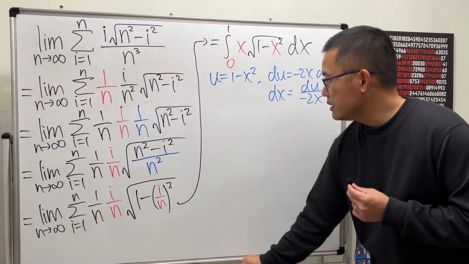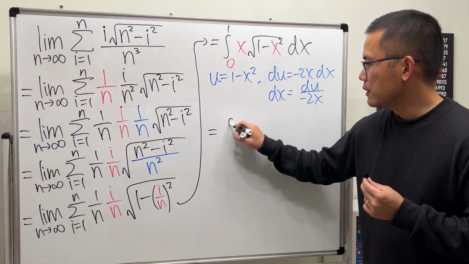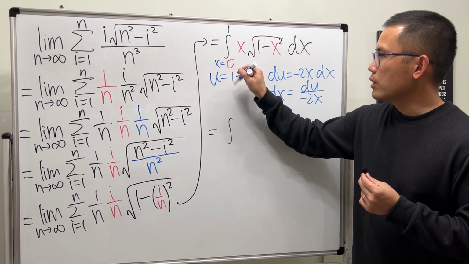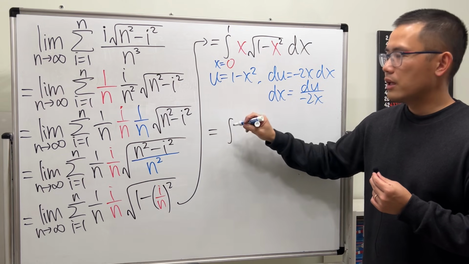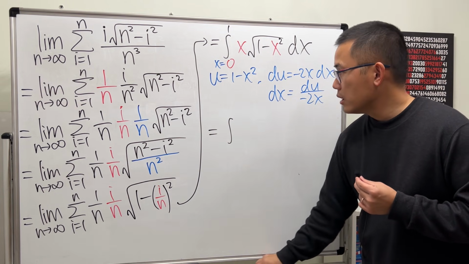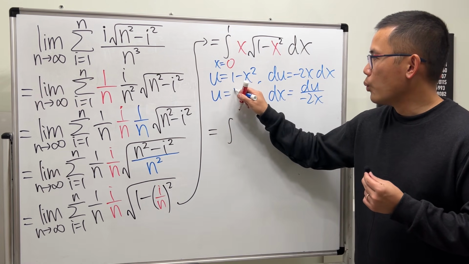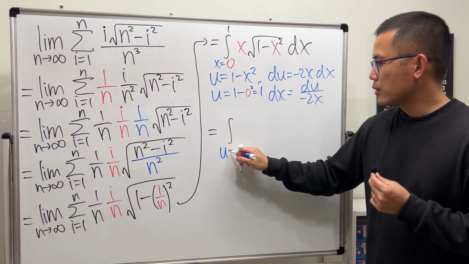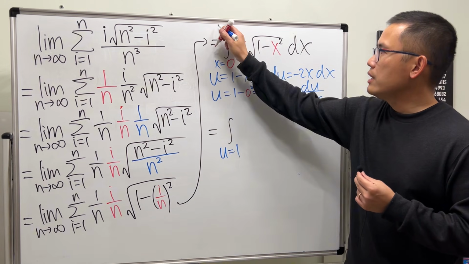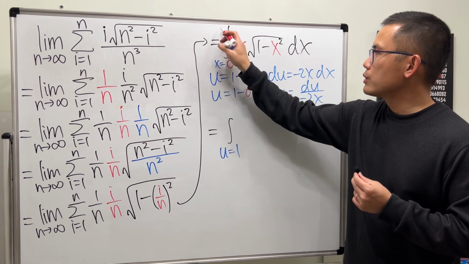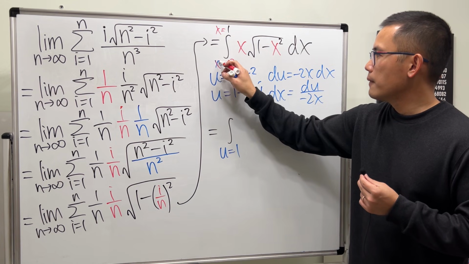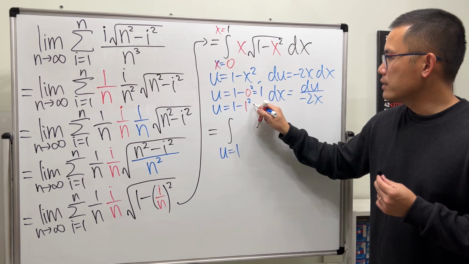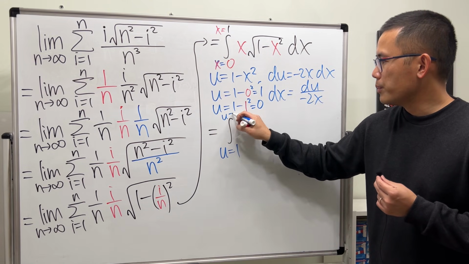And now we can take this integral to the u world. But be careful though. Here, this is when x is equal to 0. We will have to put that here, and you see that u will be 1 minus 0 squared, which is 1. So u starts at 1. And then right here, when x is equal to 1, u will be 1 minus 1 squared, which is equal to 0. So u will be 0 here.